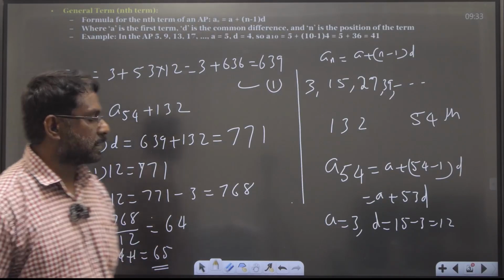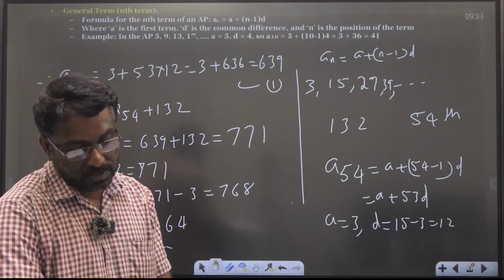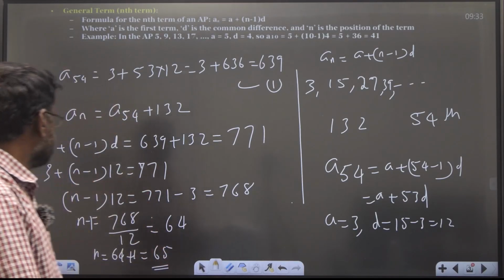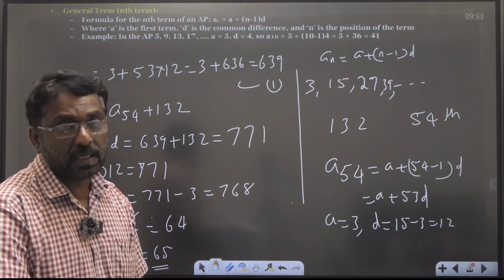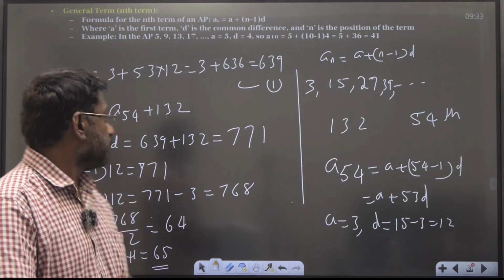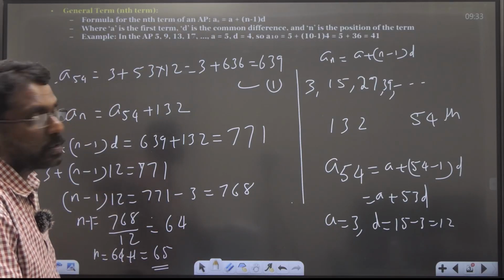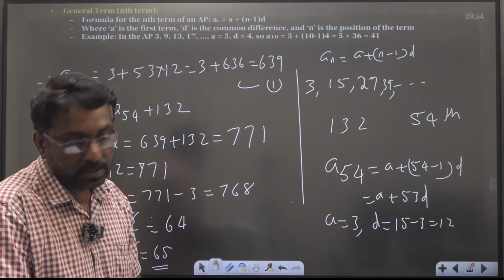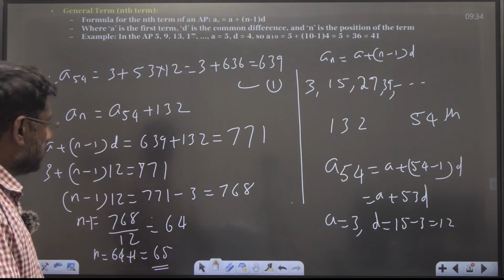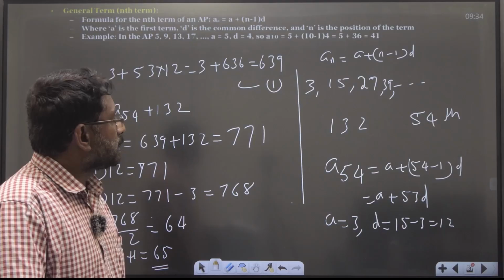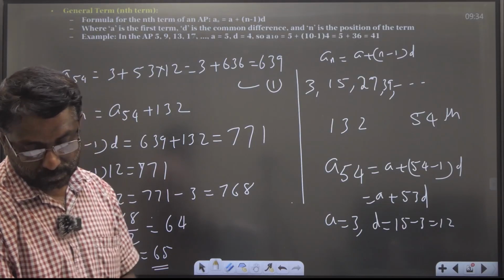65 is the answer. So, which term of the AP? The 65th term. The 65th term will be 132 more than the 54th term. That is the answer. n is equal to 65. The 65th term is 132 more than the 54th term. That is the answer.